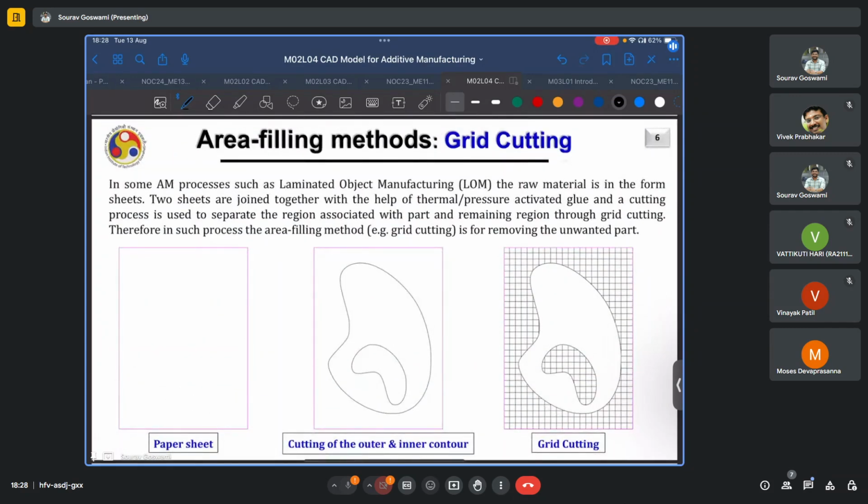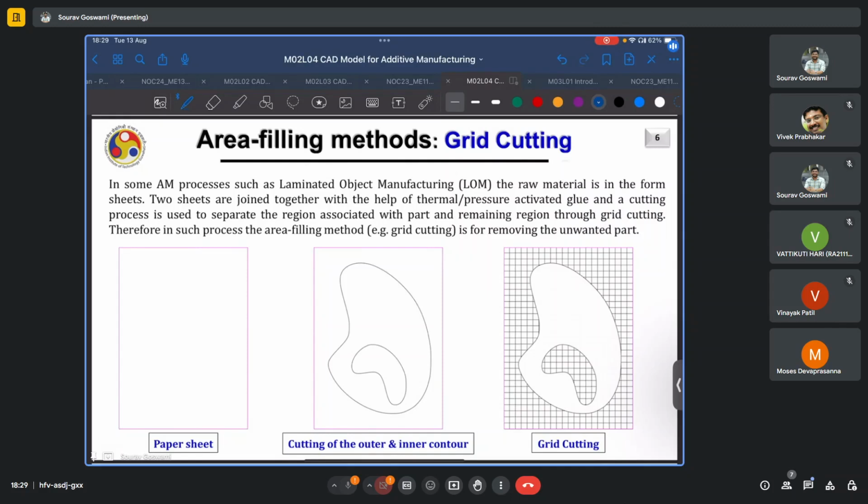The first area filling method is called grid cutting, and as the name suggests, here you come up with a rectangular or Cartesian grid with which you divide the area or the region. The interesting thing is this is the region which is not our region of interest. This is the region which we are looking to eliminate from the build.